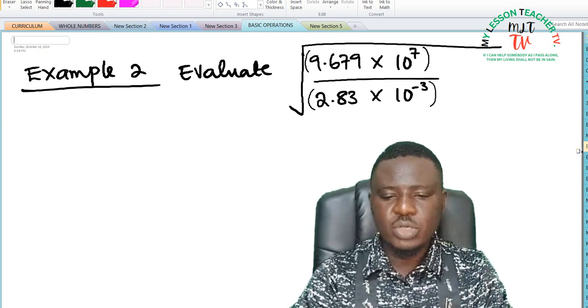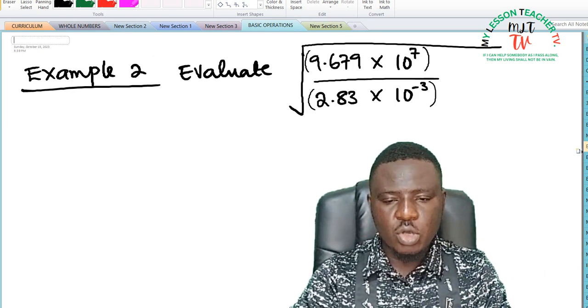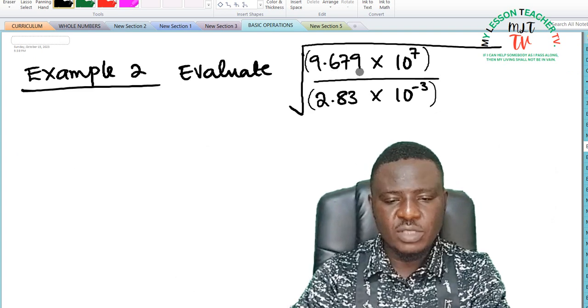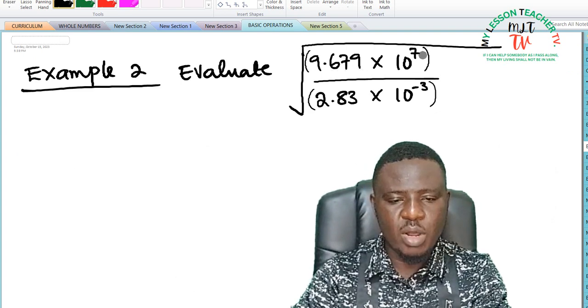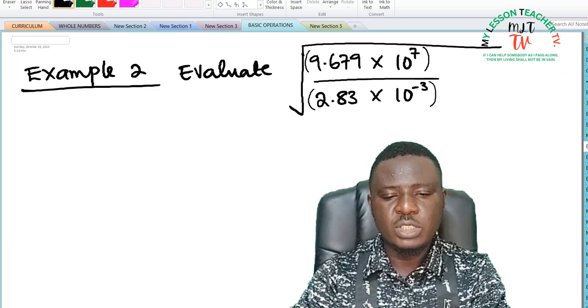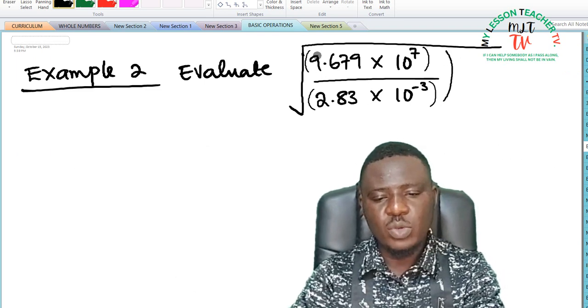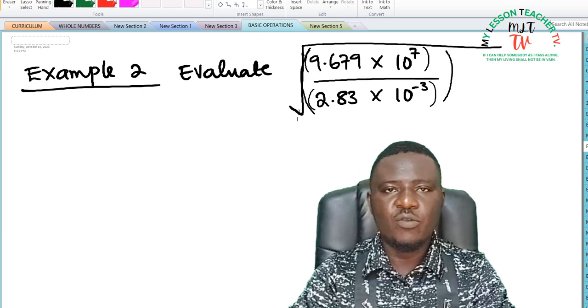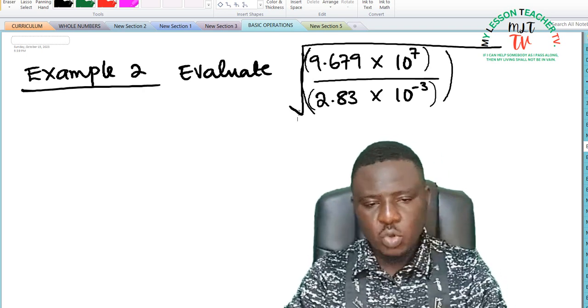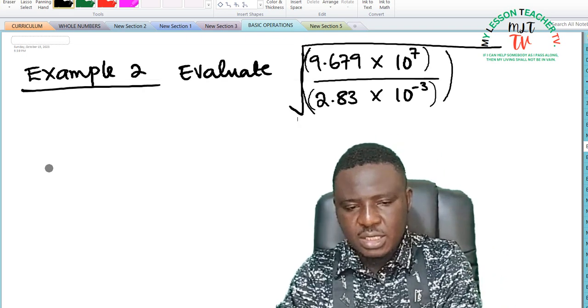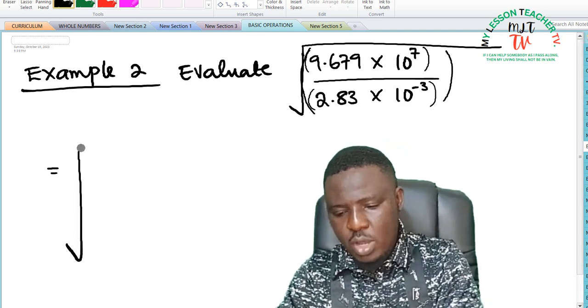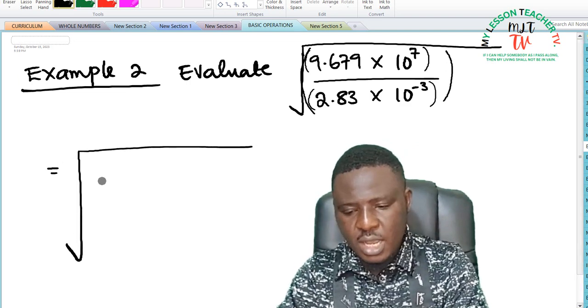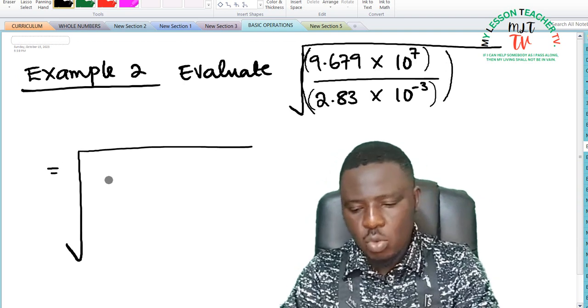Example 2 says we should evaluate the square root of 9.679 times 10 raised to the power of 7 divided by 2.83 times 10 raised to the power of minus 3. So all we are going to do is, first of all, solve what we have under the square root sign before we look for the square root of our answer. So expressing this, it is equal to the square root of, I'm going to express this as a whole number.